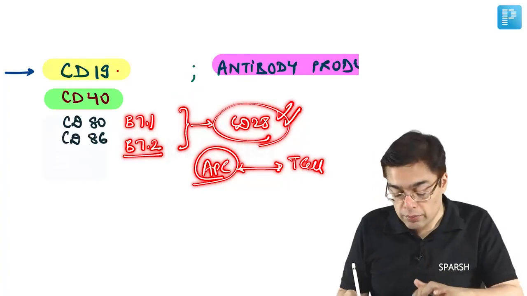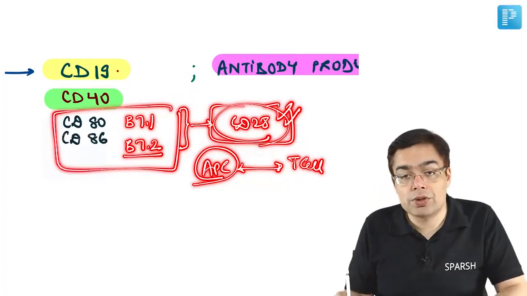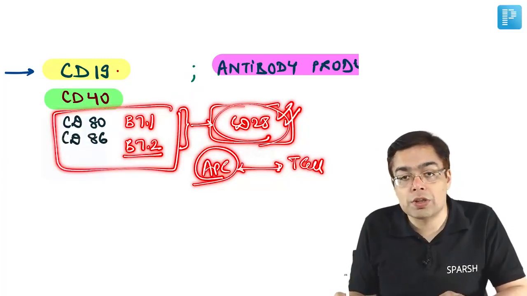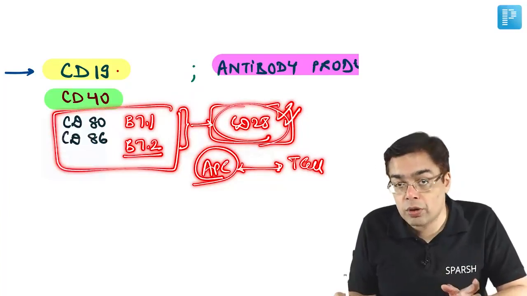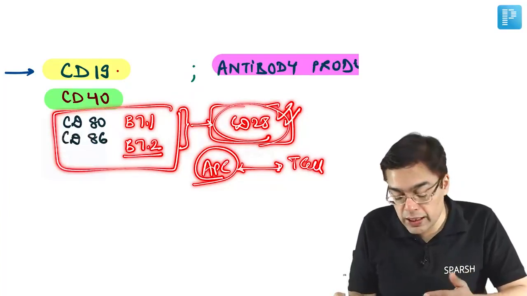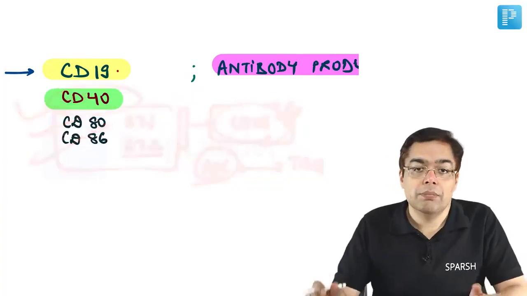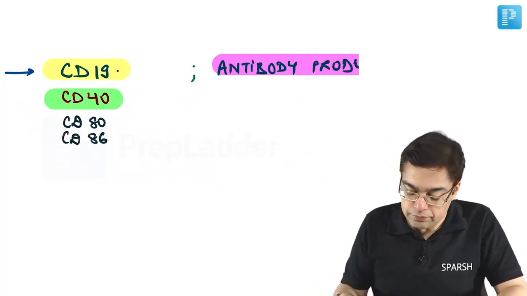I'll talk about that again, but as of now, I just want you to remember this interaction, because one of the initial questions asked in the exam was, which of the following is not involved in the process of co-stimulatory signal generation? The options asked in the exam were B7.1, B7.2, B7.3 and CD40. You need to understand that all these are important. Of course, B7.3 is not involved in the process of co-stimulatory signal.